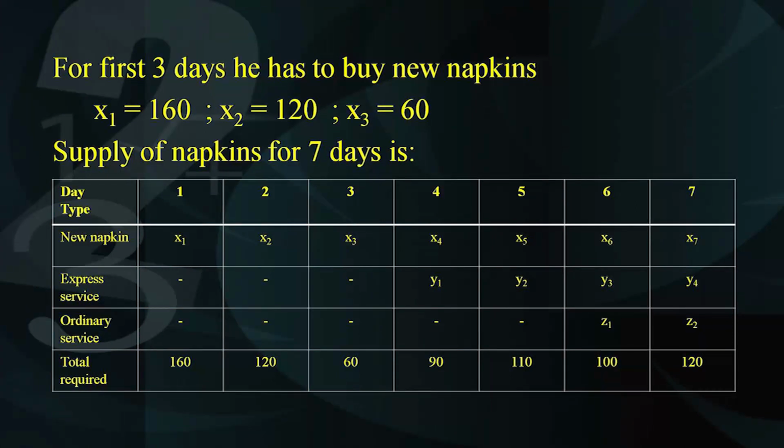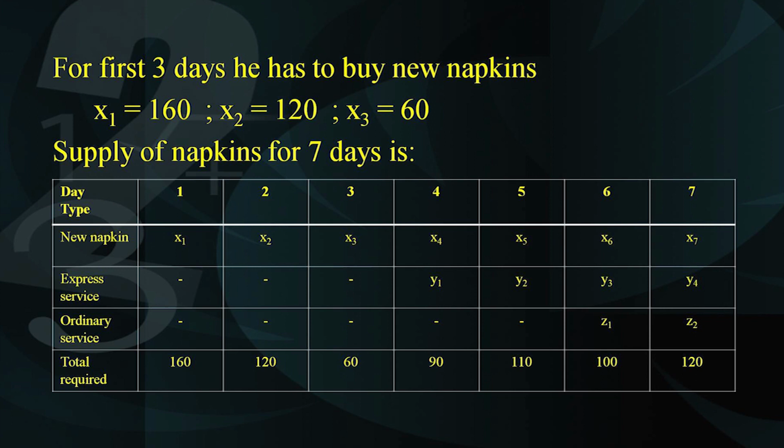The supply of napkins for the 7 days can be shown in the form of this table. Now, let us look at this table, what it means. For each of the 7 days, this data shows how many napkins are available to him, how many napkins he has to send to the ordinary way of the laundry and how many napkins he has to send to the express laundry. And like this, the last row also tells us the total, that is his requirement, the total requirement.